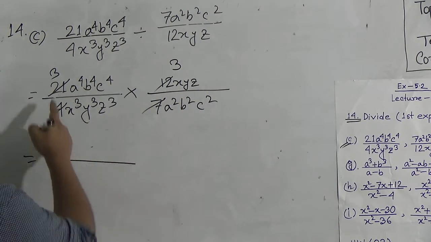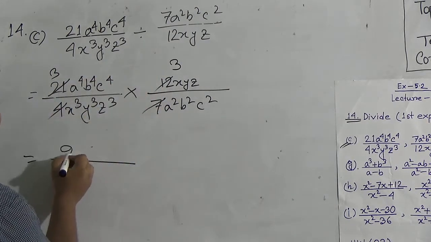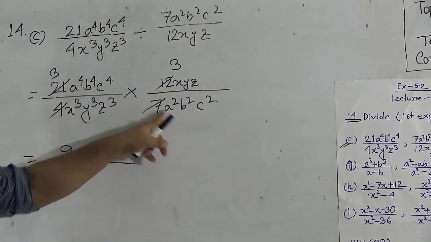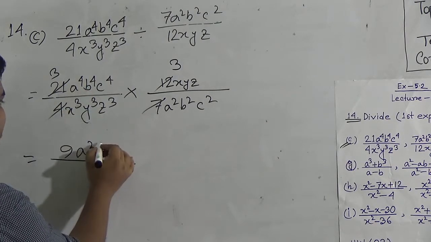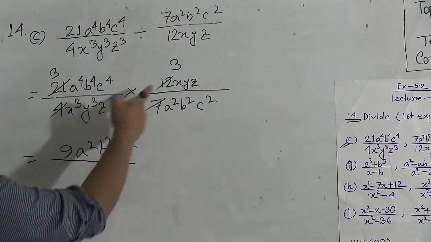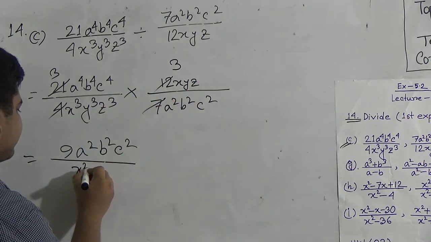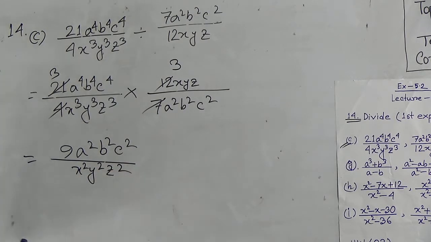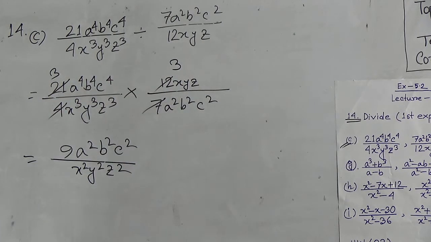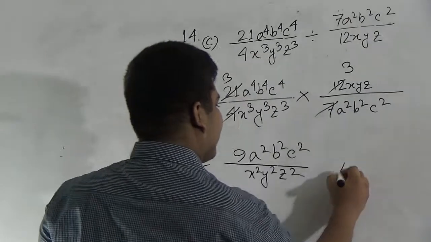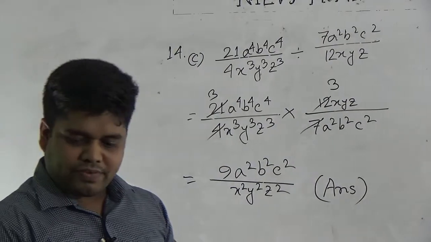Here 3 and 3 are left. That means we multiply these two numbers. That means 3 threes are 9, and a to the power 4 divided by a square, we get a square, and similarly b square, c square. And if we cut x cube, y cube, z cube by x, y, z, then we get x square, y square, z square. I hope you understood how to divide a fraction by another fraction, and this is the answer. You must write the answer after completing your math. So our first one is done.